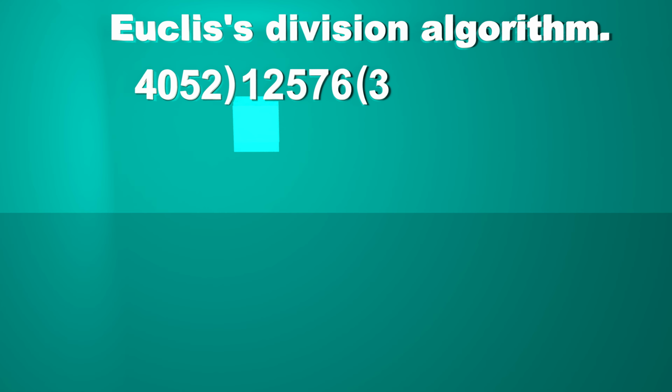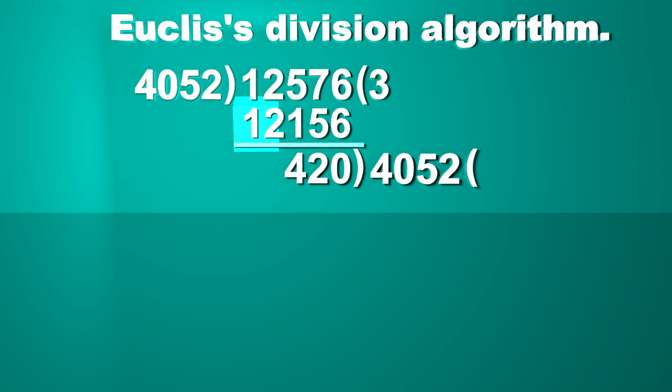We have to find out the HCF of given two numbers using Euclid's division algorithm. After multiplying 4052 by 3, we get 12156 and we get 420 after subtraction. This time 4052 will be divided by 420. We will multiply 420 by 9 and we will get 3780. After subtraction, we will get 272.